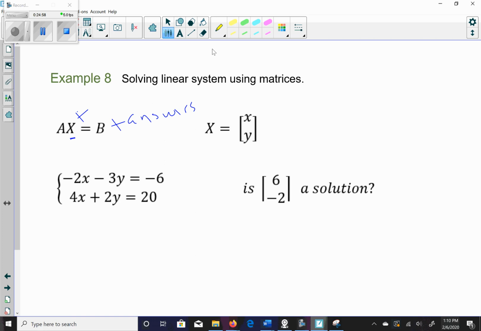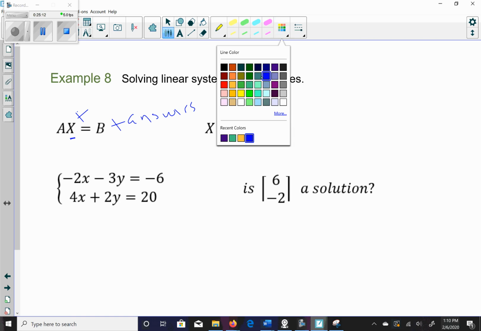So what this question is asking is, is (6, negative 2) the solution? In other words, if I put 6 into this X matrix, will I get the answers of negative 6 and 20? So we're going to check this by multiplication. So what we're going to do is rewrite this.